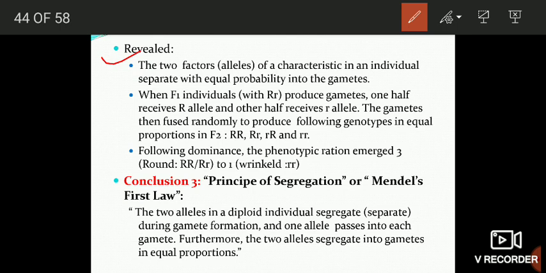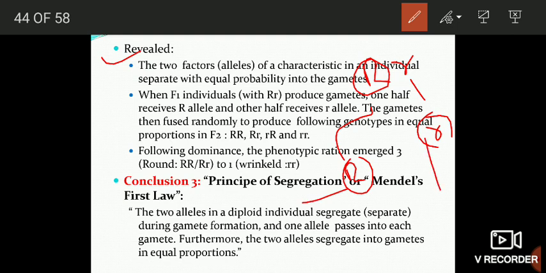जो आपके पास दो factors हैं एक character के, they separate during the formation of gametes into gametes with equal probability. The two factors segregate into gametes with equal probability. That means there are 50% chances that this capital R will go into a gamete, and there are 50% chances that this will go into a gamete. That means the chances of production of gametes carrying capital R and the chance of production of gametes carrying small r are equal. That means 50% gametes will be having capital R and 50% gametes will be having small r.